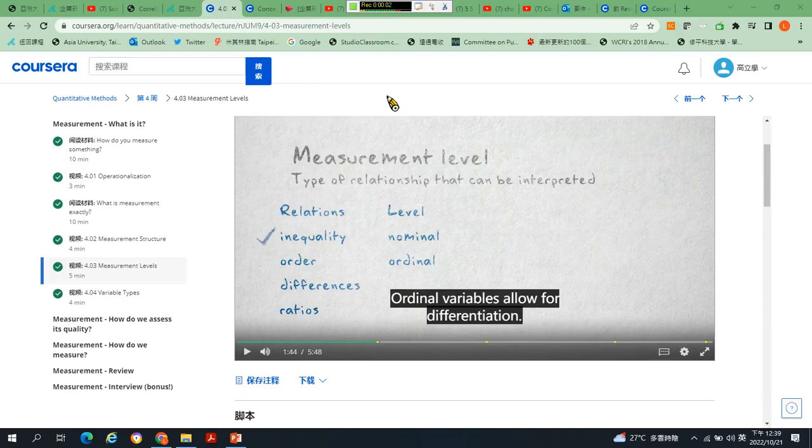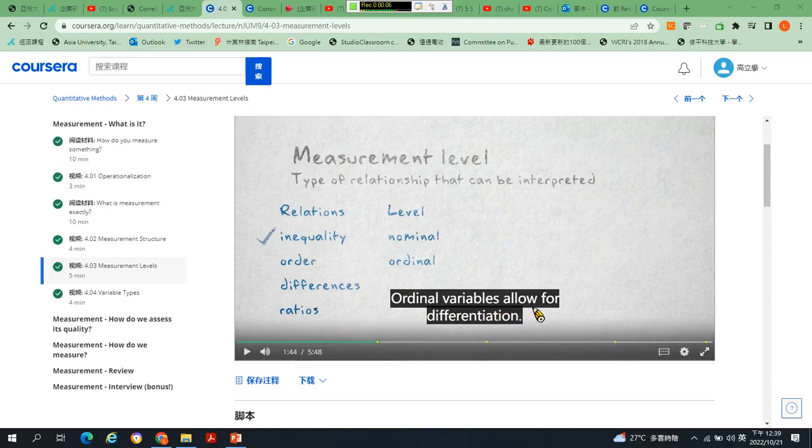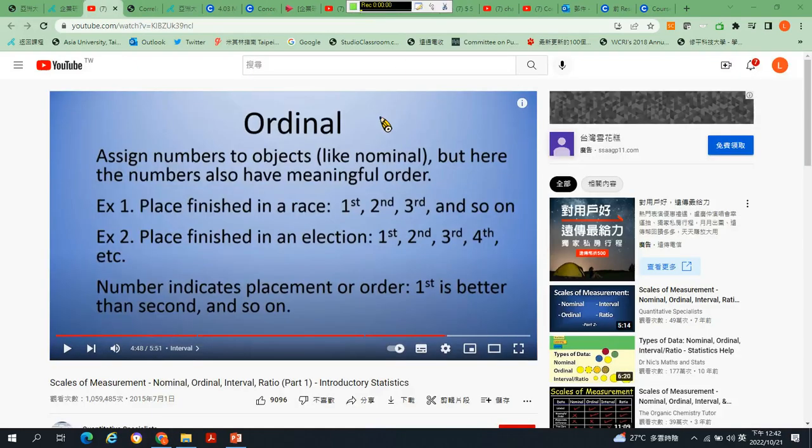Then the second type of measurement level is ordinal. Ordinal variables allow for differentiation and ordering of values. There's an ordering or sequence. So the ordinal level has a meaningful order.